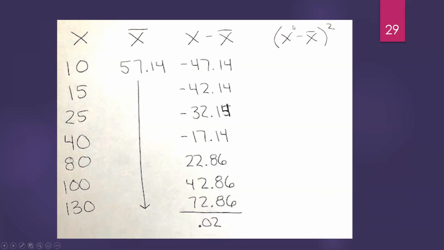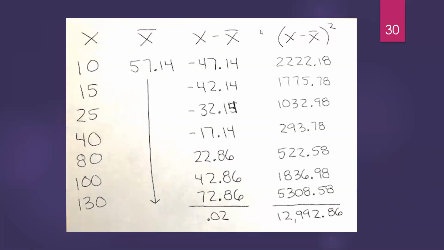Column 4 then is our X minus X bar, everything in column 3, squared. So negative 47.14 times negative 47.14 is 2222.18. Same thing for all of these other values. Square each of these values. Remember that a negative times a negative is always a positive, so you'll end up with all positives in column 4. So we're multiplying each value in column 3 by itself to get the values in column 4.